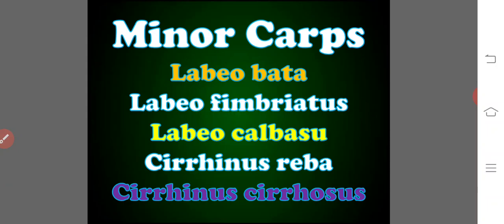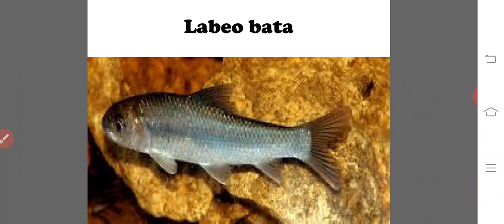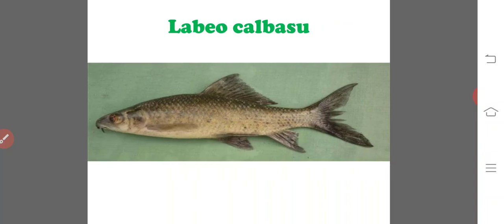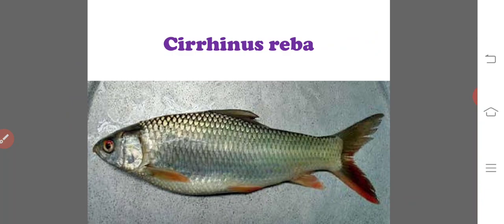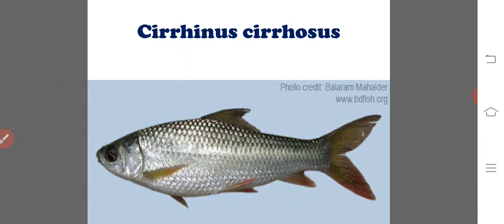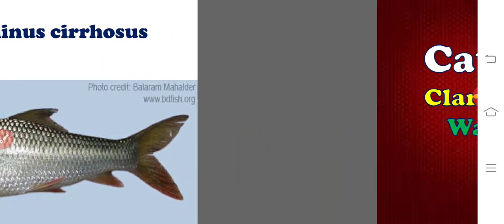And there are other minor carps, usually Labeo bata, Labeo fimbriatus, Labeo calbasu, Cyprinus reba, Cyprinus cirrhosis. These are the fishes which are commonly called the Indian minor carps. So here if you observe the images, this is the Labeo bata and this is Labeo fimbriatus, this is the Labeo calbasu, here this is the Cyprinus reba, this is Cyprinus cirrhosis. These are the Indian minor carps.